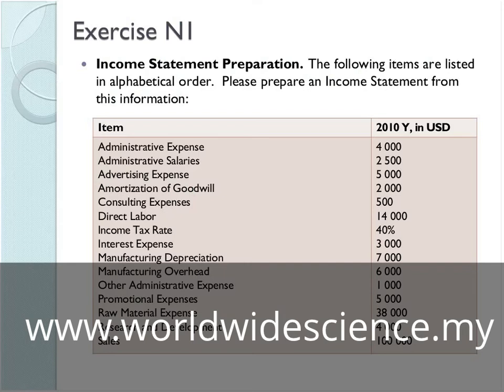So we have some items like administrative expenses, administrative salaries, advertising, the amortization of goodwill, the consulting expenses, direct labor, and so on, right? And this is given for the 2010 year in USD currency, right? So here is the income statement just given to you in alphabetical order. So you should prepare the income statement in correct form, right?